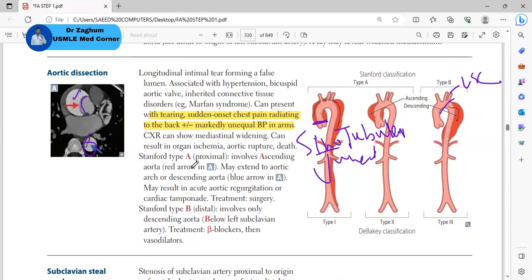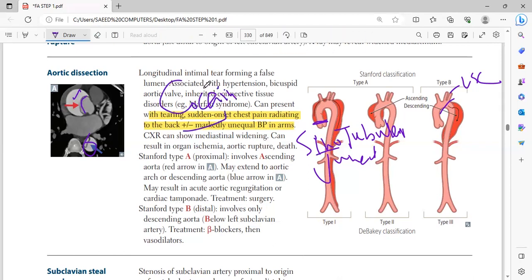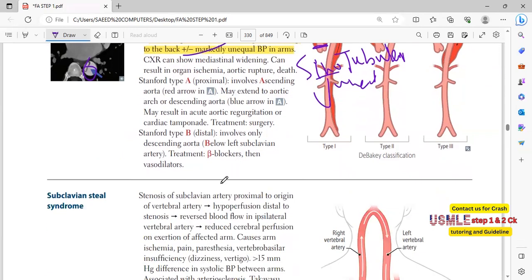History can be given of hypertension, Marfan syndrome, and cocaine. Cocaine is very important. If a young patient comes with aortic dissection, it is cocaine that is causing it. In an older patient, hypertension is common, after age 55. If a 30 or 40-year-old patient has aortic dissection, it is cocaine, because you will develop sympathetic stimulation, so then you can have aortic dissection.